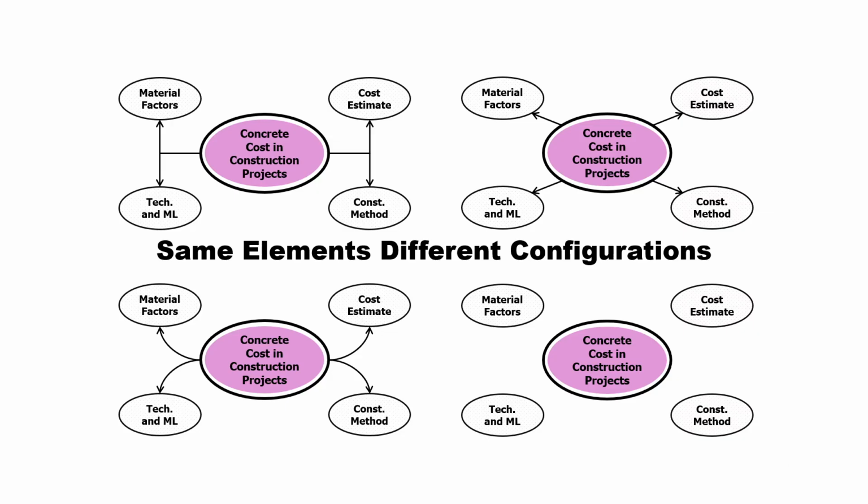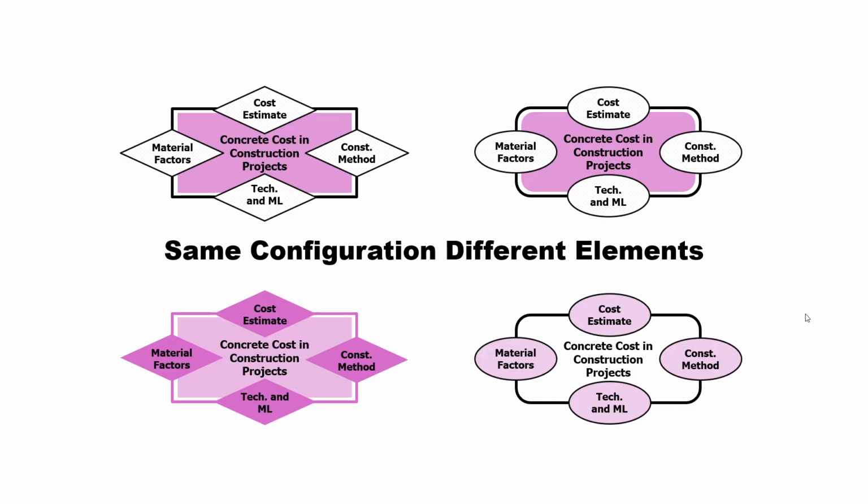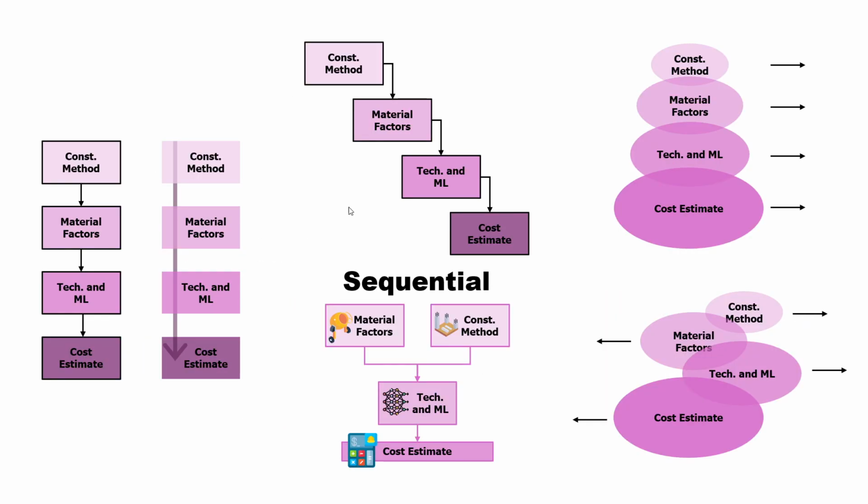And this may hold well for explaining a concept or mapping out something, like mapping out constructs or ideas. Perhaps I can further show relations with something like this, where it's just sequential. So construction method follows to material factors, or the other way around. It really depends on your context. And then these follow into technology and machine learning. And then finally you talk about cost estimate. Perhaps it's this type of sequentiality you are trying to convey.